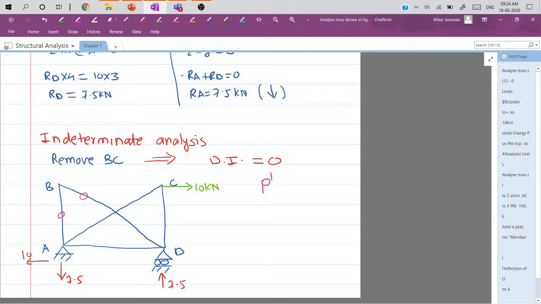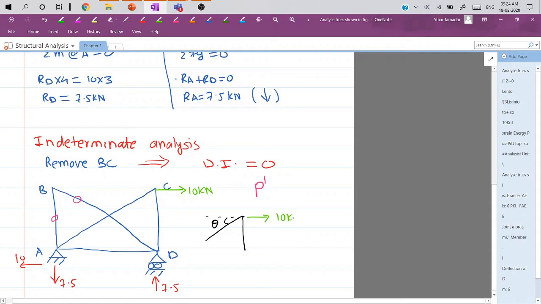Now we will select joint C. Here I will draw the free body diagram for joint C. So 10 kilonewton is acting. Initially I will assume this force is P dash CA and this force is P dash CD. Why P dash specifically? Because we are finding member forces by removing one member from this entire truss.